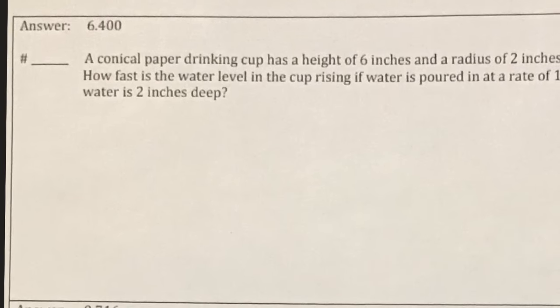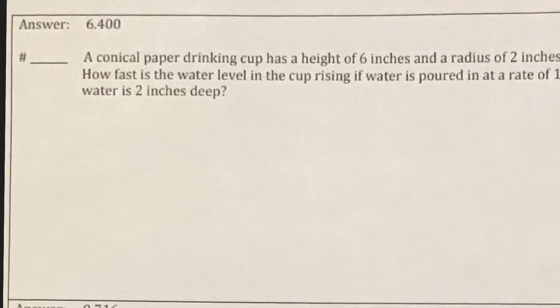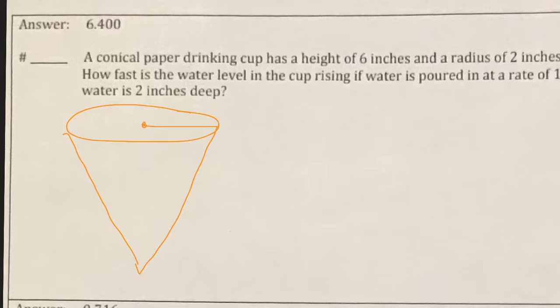Okay, let's see about this one. A conical paper drinking cup. So that's a cup in the shape of a cone. Okay, so here's my cone, right? It's vertex down because we want the water to be inside of the cone, not outside. Okay, it has a certain radius, a radius of 2 inches and a height of 6.